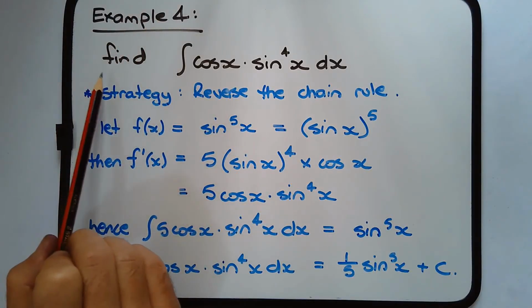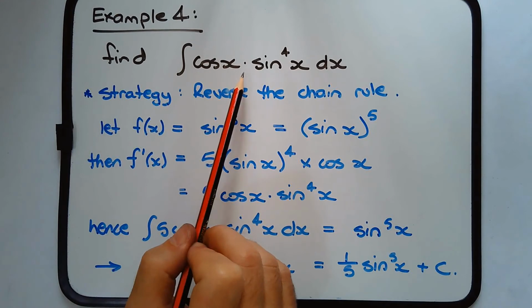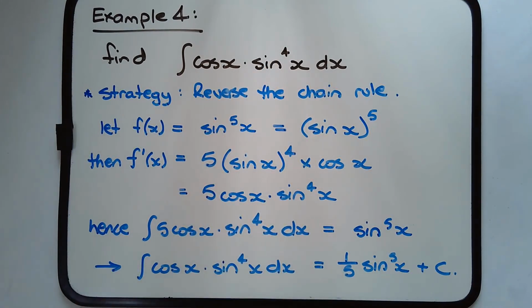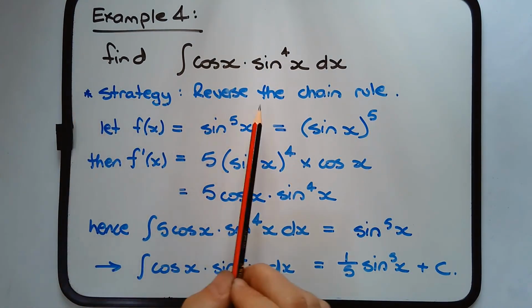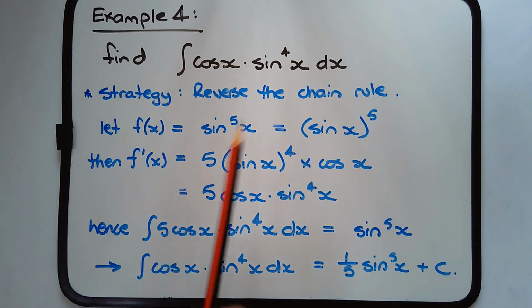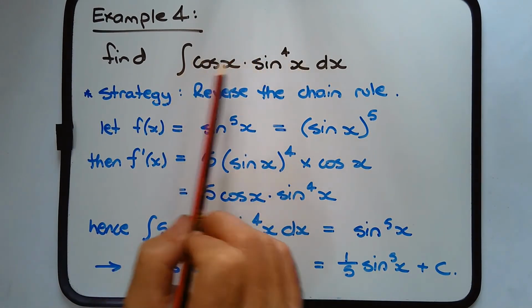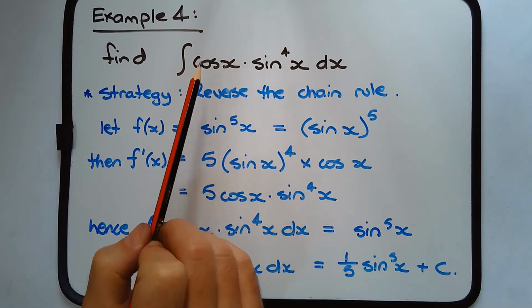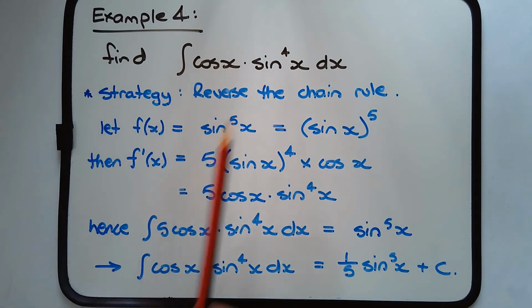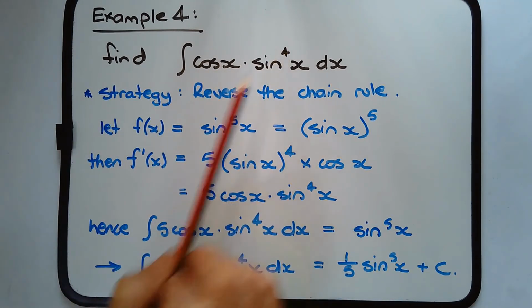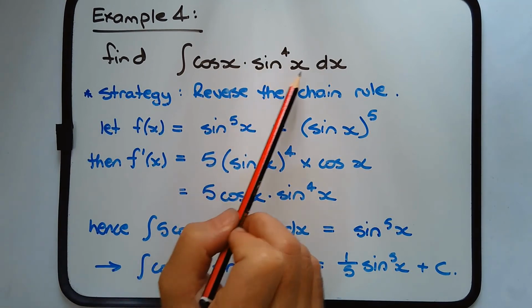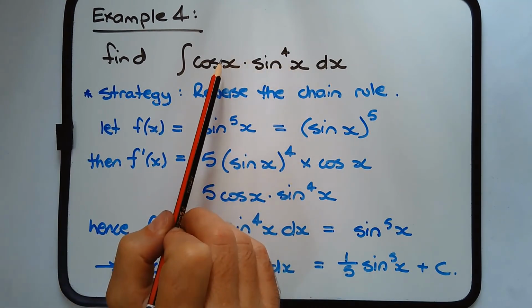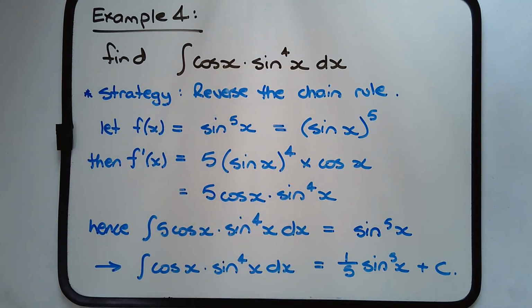Example 4. Find the indefinite integral of cos x times sine to the power of 4x dx. Now the strategy is to reverse the chain rule. We can see that the integrand involves a product of two functions where one function seems to resemble the derivative of the other. In fact, if we ignore this power of 4 and just look at sine x itself, the derivative of sine x is cos x, which means that the primitive function must have involved a sine to the power of 5x.